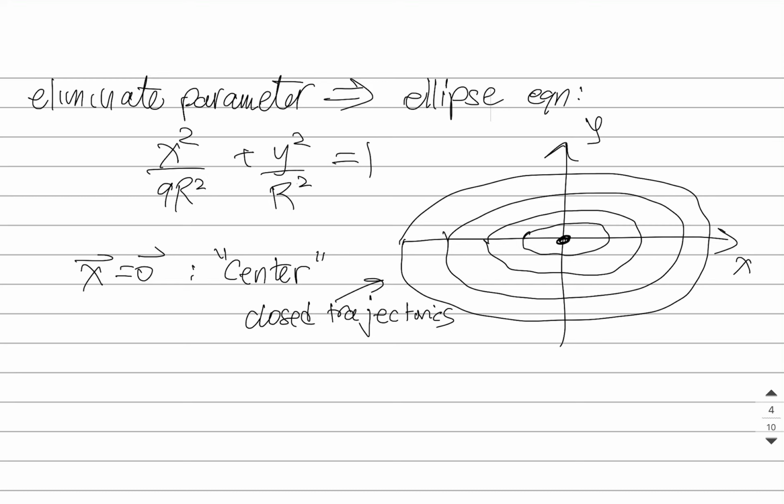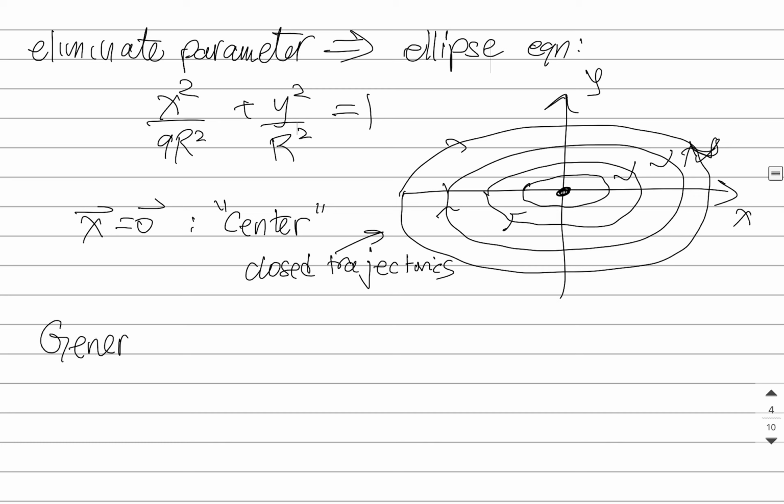Now, if you wanted to find the direction of the motion along these trajectories, you can pick different values of t and then determine what x and y are and see how it evolves in time. In this particular case, it would rotate around in this way here, but it's not so important. That can be done.